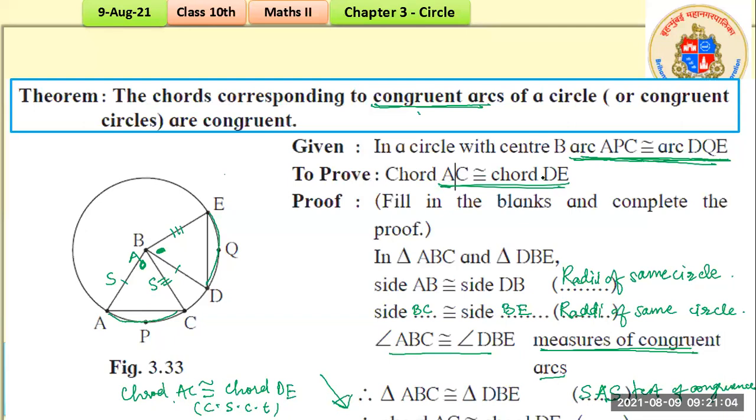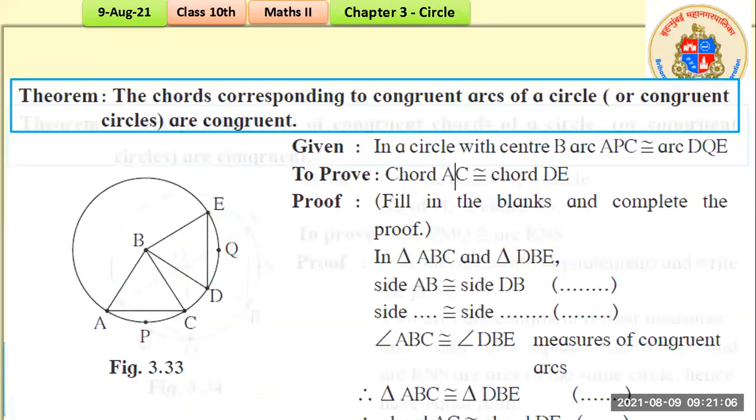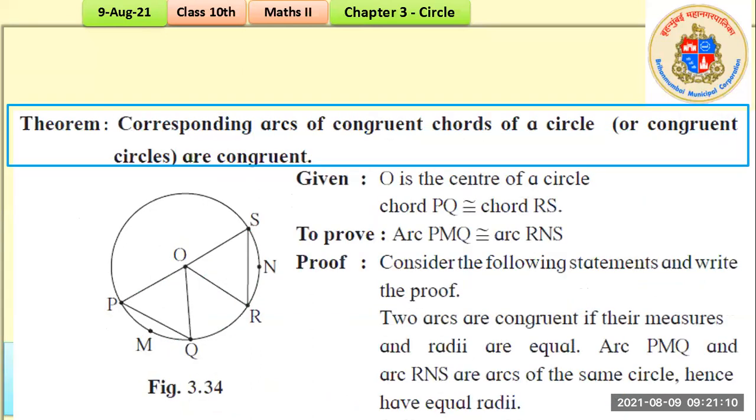All right, and the next is the converse of this. What do you mean by converse? Exactly opposite, vice versa. Earlier we proved that the arcs were equal, so the chords are equal. In this, it is reverse. We are given that the chords are equal or congruent, and we have to prove that the arcs are congruent. So how can we do that?